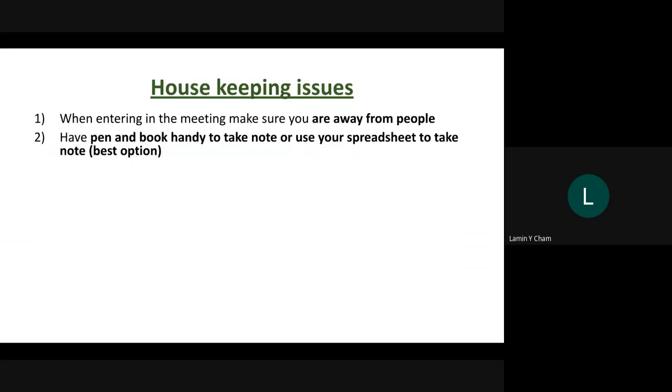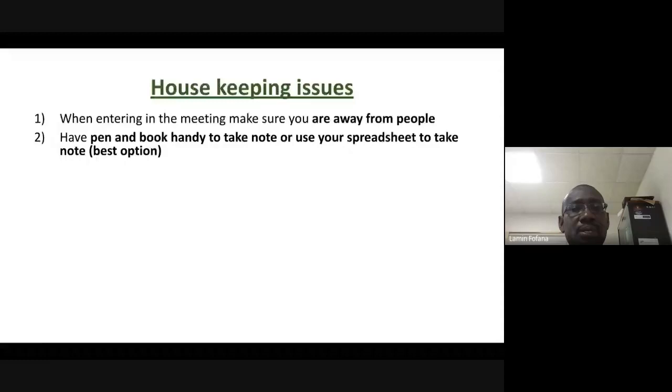Excellent. So we discussed some housekeeping issues. When you are entering, always make sure you mute your mic, so that the background noise will not come to the classroom. If people are close to you, try to send them away. And make sure you have your notebook and pen. Or if you are using a laptop, it will be a lot better, so that you can use your spreadsheet to work along with us. That's the best option, because we all know how to write on our books.